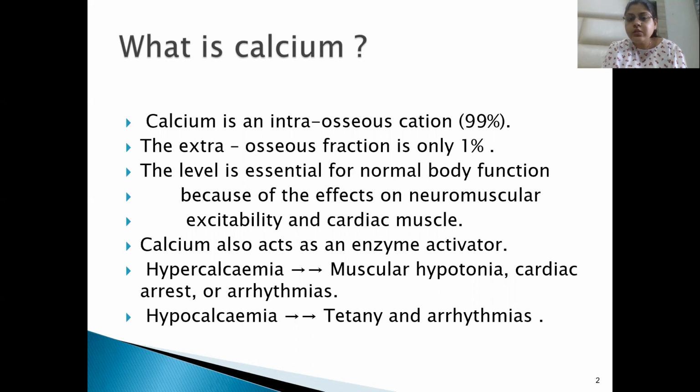The level is essential for normal body function because of the effects on neuromuscular excitability and cardiac muscle. It is responsible for normal body function. It can have an effect on neuromuscular excitability and on the cardiac muscle. Calcium also acts as an enzyme activator. Hypercalcemia can lead to muscular hypotonia, cardiac arrest, and arrhythmias. Hypocalcemia can lead to tetany and arrhythmias.